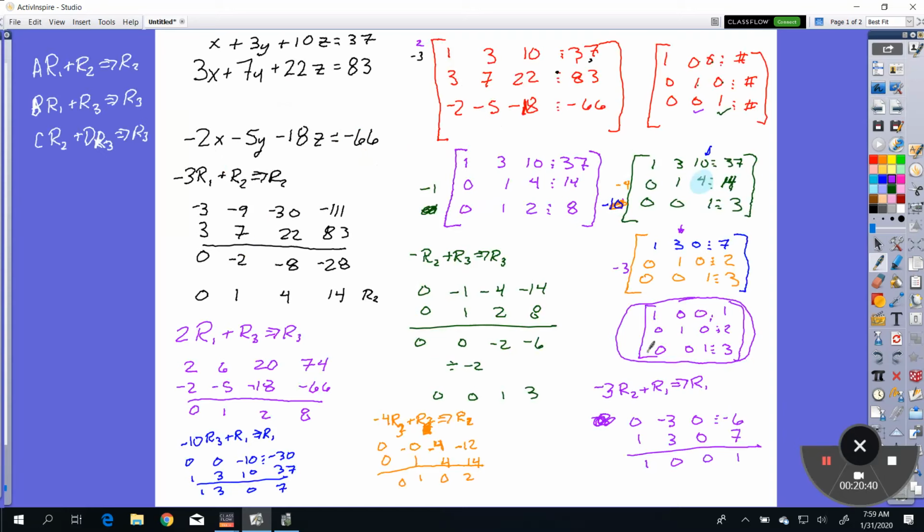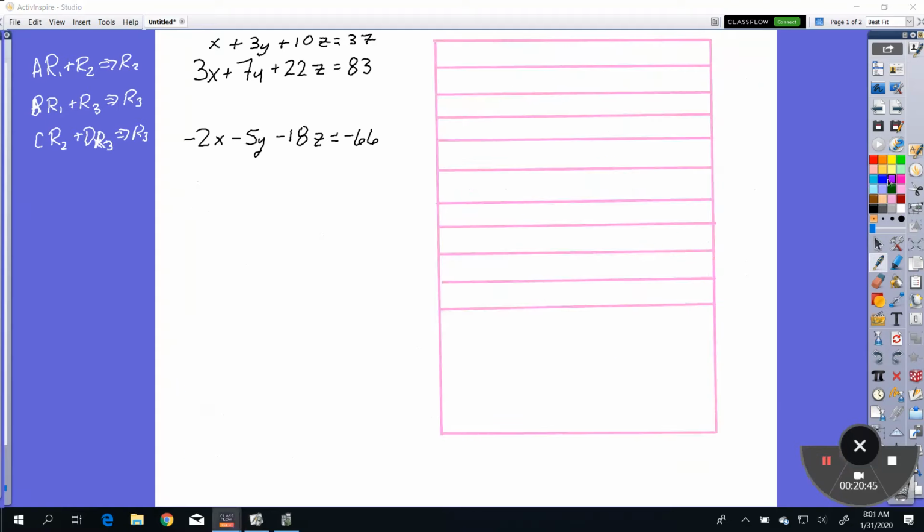And it's just a different way of writing it down. Okay, so here's the other way to do this problem. Some like it, some don't. You need 1, 2, 3, 4, 5, 6, 7, 8, 9, 10 lines. You're going to put the first ones in here, 1, 3, 10, 37. Then you're going to skip 3 lines.